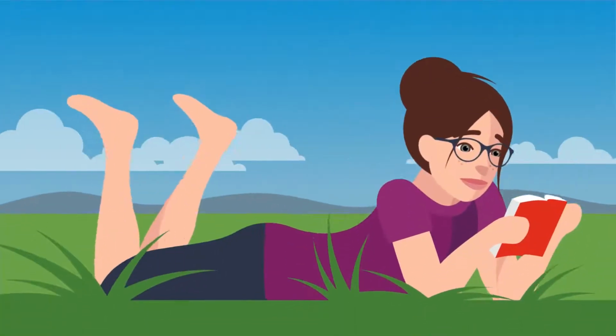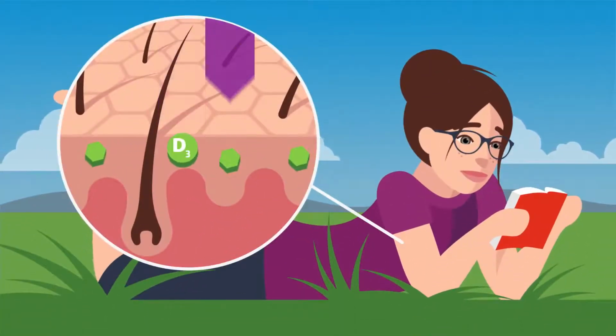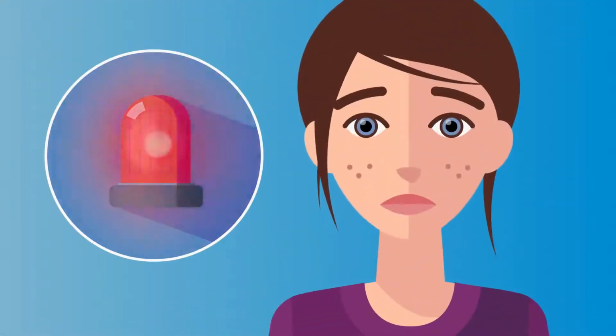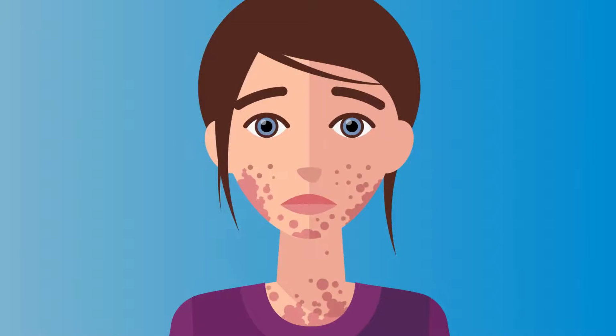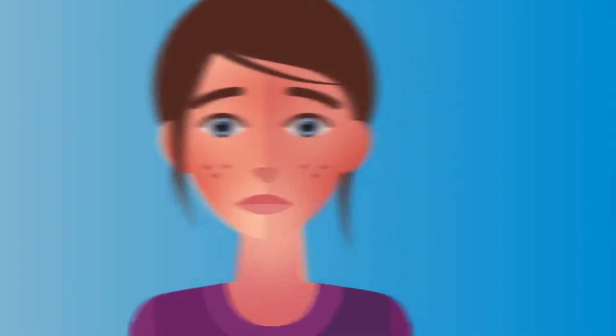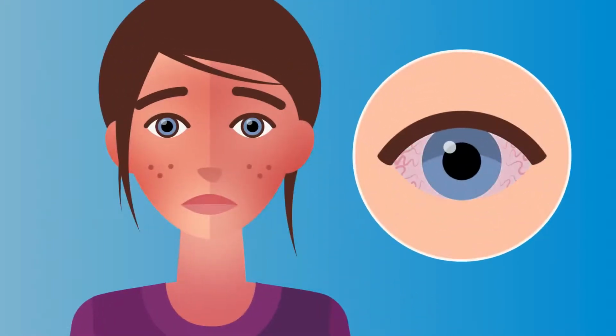UV light provides some benefits for humans, such as triggering vitamin D production. But UV radiation can also be very harmful. UVA radiation can trigger sun allergies, and UVB radiation is responsible for sunburn, which can increase the risk of skin cancer. It can also cause sunburn of the cornea, called photokeratitis.